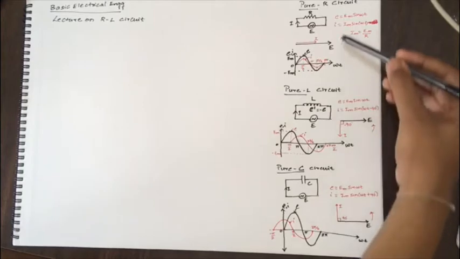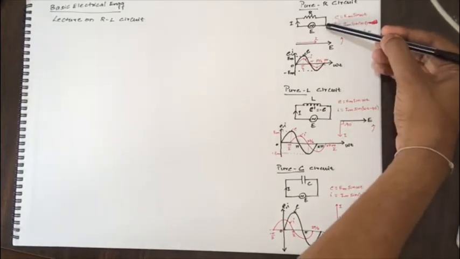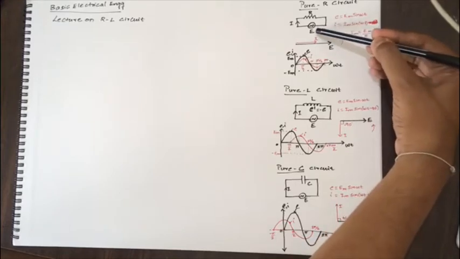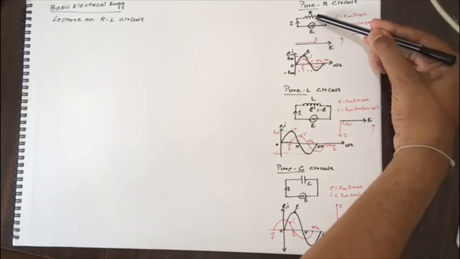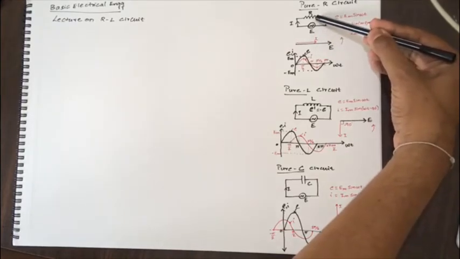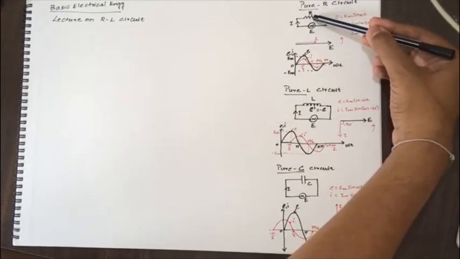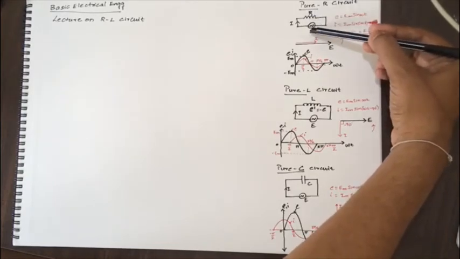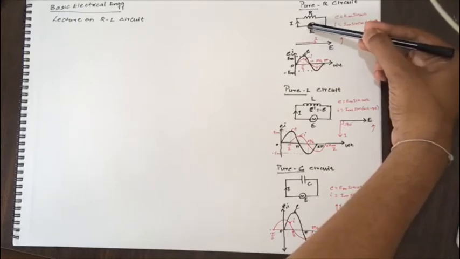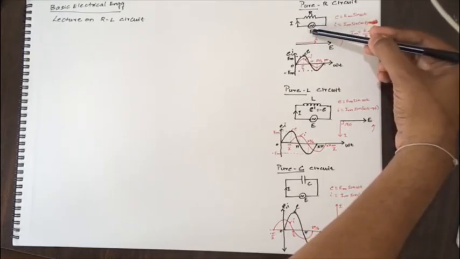Whereas resistance R is not capable of storing energy, it simply dissipates. Whatever supply we give, it dissipates the complete energy in the form of heat, that is I square R into T, the heat energy dissipated by R. So the energy stored by resistance is 0. Therefore, current will not have any phase difference with respect to voltage in this case.